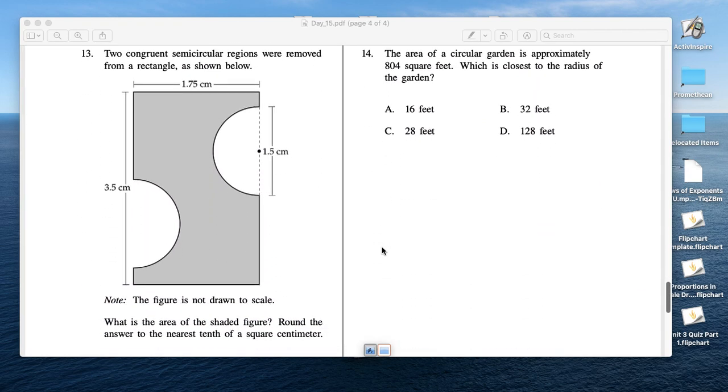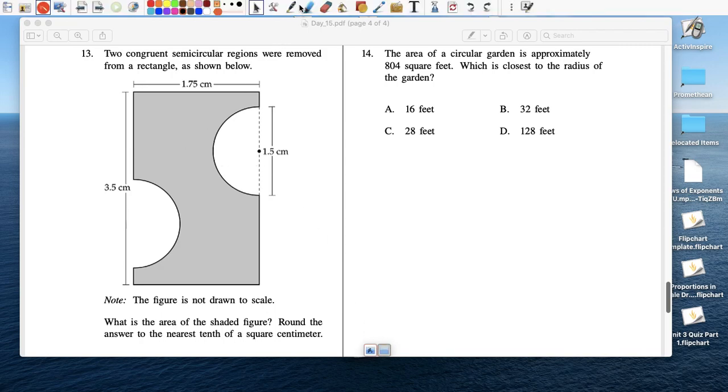13, two congruent semicircles. All right. So this semicircle is the same as this. So this semicircle and this semicircle are the same, which means they're one full circle combined. What's the area of the shaded figure? So again, this would be area of the rectangle minus the area of the circle. Those two semicircles together would form one big circle. So let's find the area of the rectangle. The area of the rectangle is 3.5 times 1.75, right?